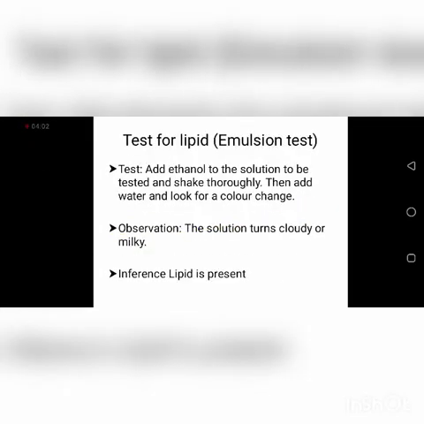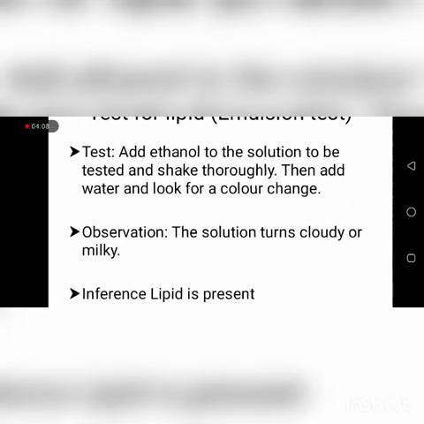So now the next one is the test for lipid. The general name for it is the emulsion test. So now, add ethanol to the solution to be tested. Ethanol is readily available in the laboratory. You add it to the food substance to be tested, a food that contains lipid, and shake it thoroughly. Then after that, add water and look for a change.